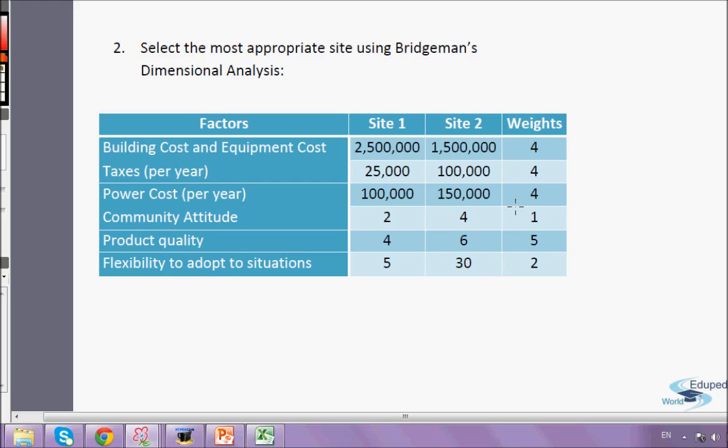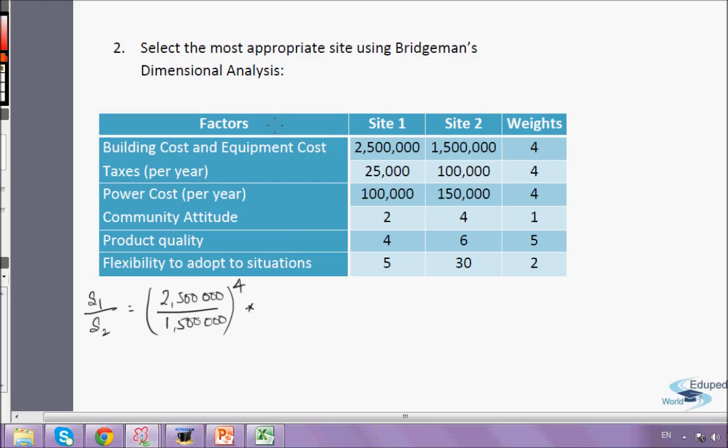Well, so let's do this together. I hope this is simple and you must have solved it by now. So here we have site 1 and site 2. So let's take the ratio of site 1 and site 2, 1 over 2. Fine. So the first factor, which is the building cost and equipment cost, here is 2.5 million for site 1. So it's 2,500,000 divided by, for site 2 it's 1.5, and this has a weight of 4.